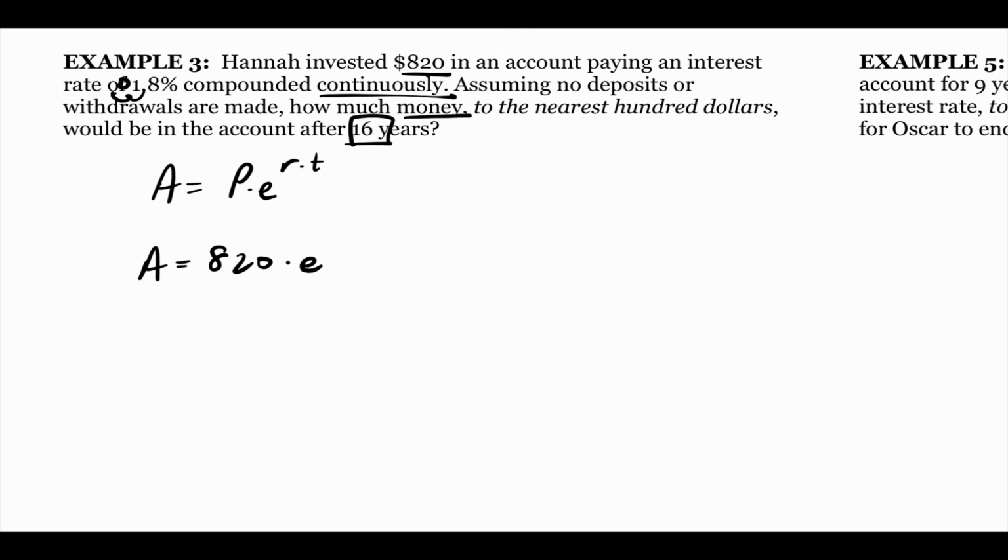Remember, E is not a variable. We don't plug in anything for E. We just write E because E is a number now. Our calculator knows E, so don't worry about what number it is. R is the decimal, 0.018 for 1.8%. T is 16 years.